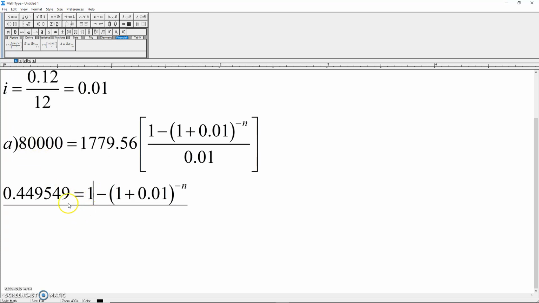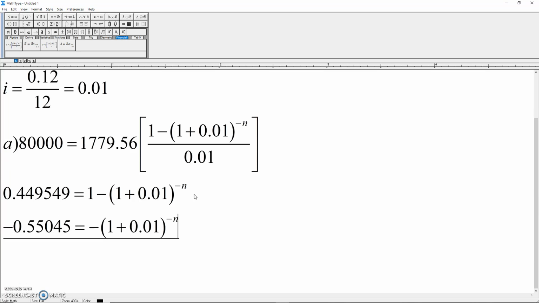So the 1 here moves to the left side, minus 1, which will give you negative 0.55045. So this is equal to this. Now we have a negative on both sides, so this can be nullified. The negative becomes positive.